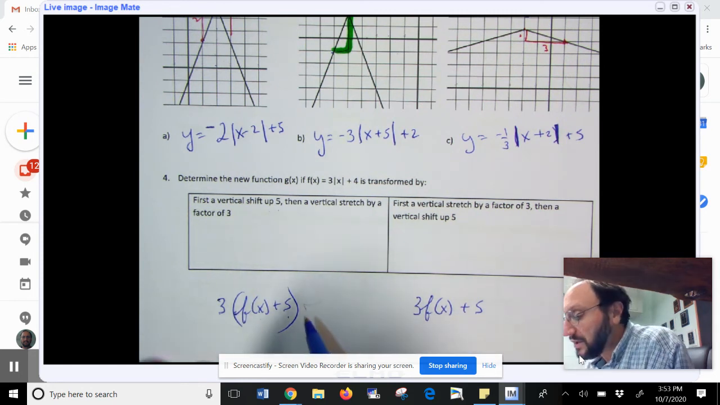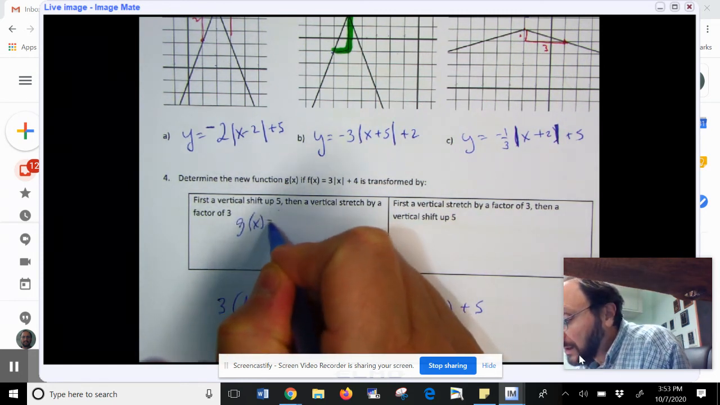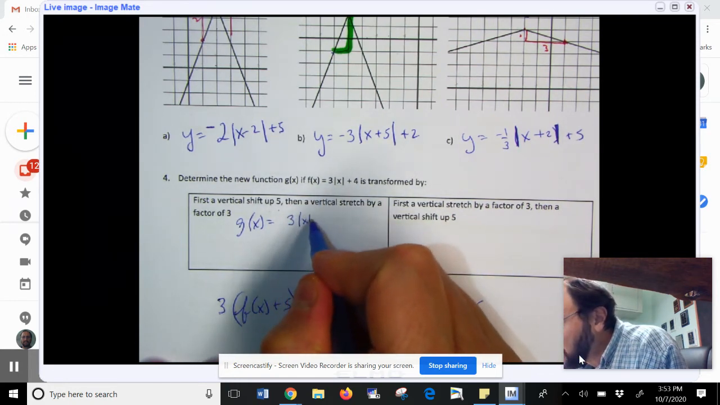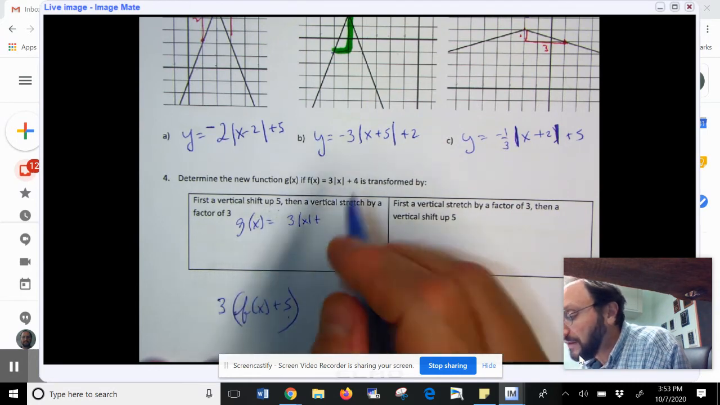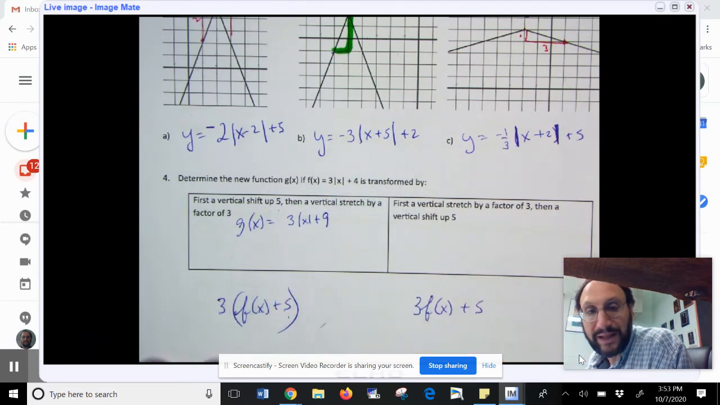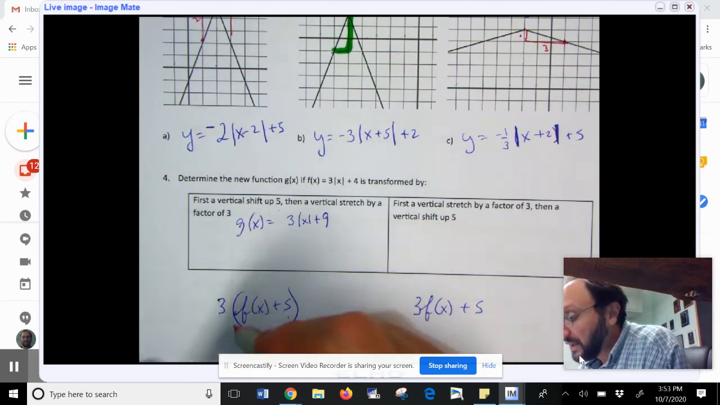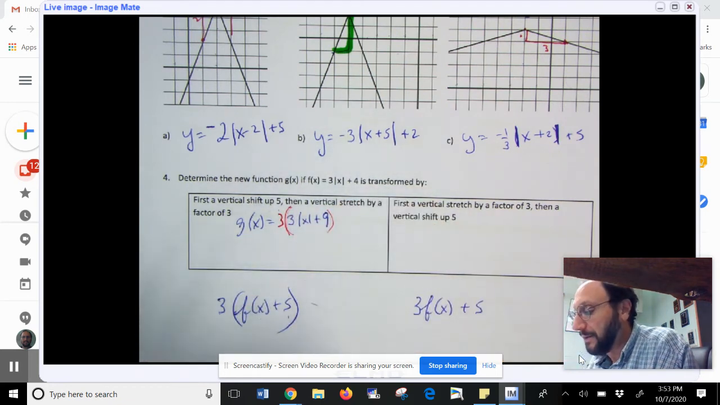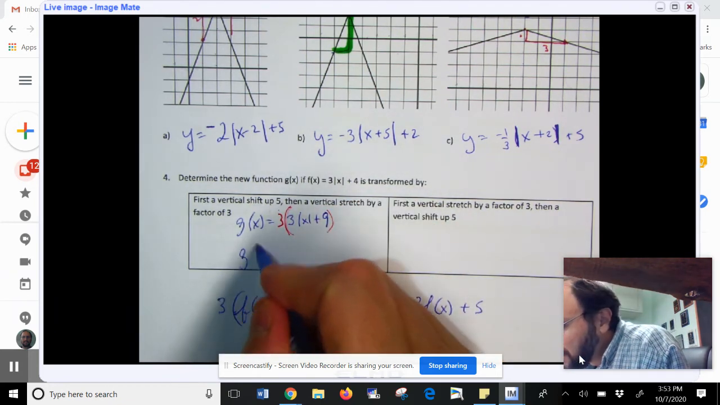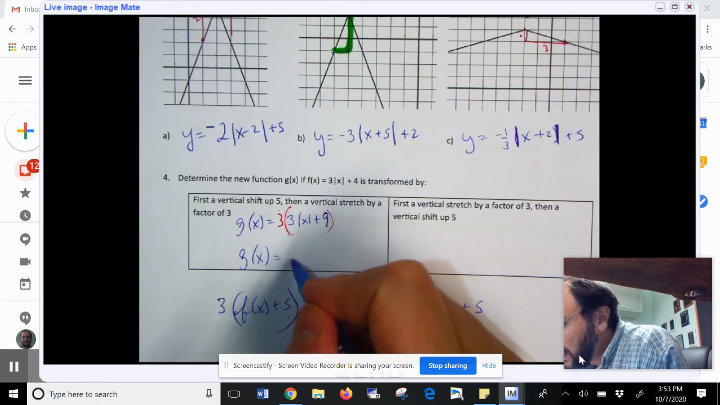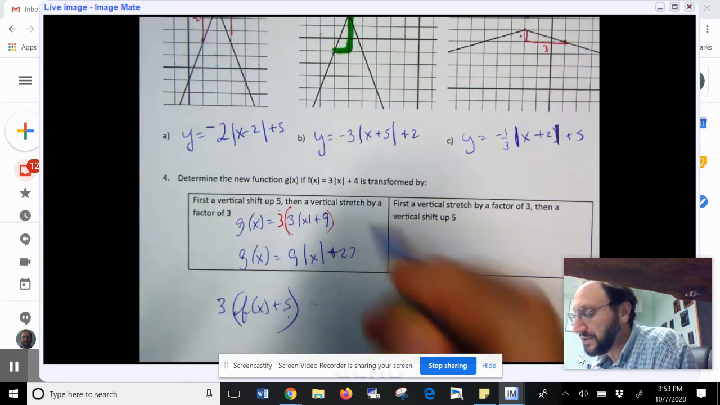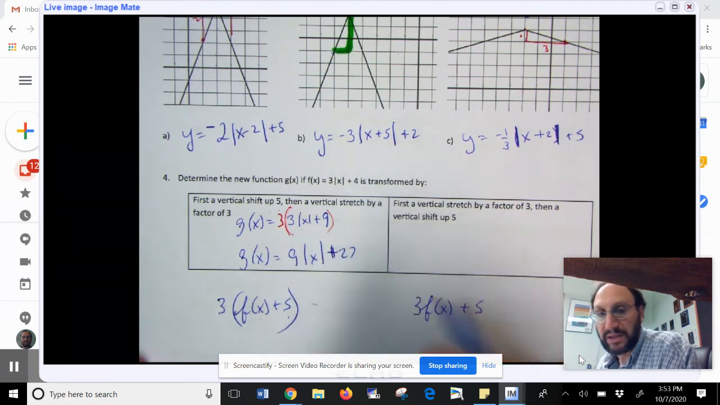So if I was to do this, I'm going to write it out like this. If I take the original function, 3 absolute value of x plus 4, and I shift up 5, I think that most people will see that's plus 5. But then I'm going to take that whole mess, just like in the notation, and I'm going to multiply it by 3, making the new function more easily seen as 9 absolute value of x plus 27. Both of those are acceptable, but the second one's nicer because it doesn't have as many parentheses.